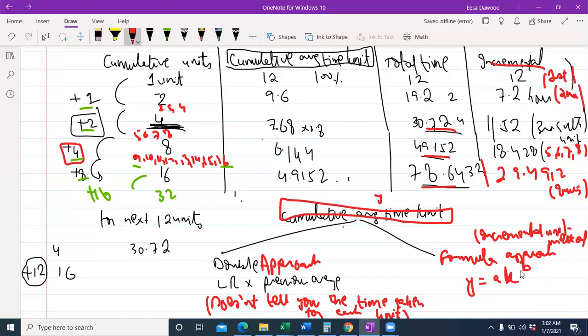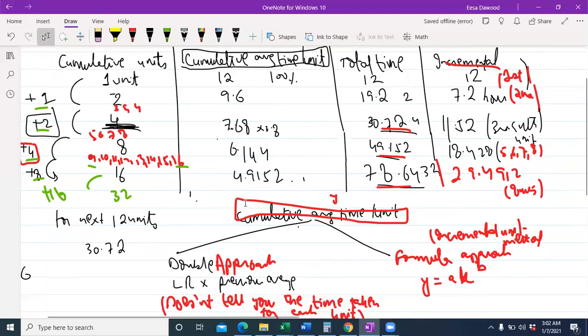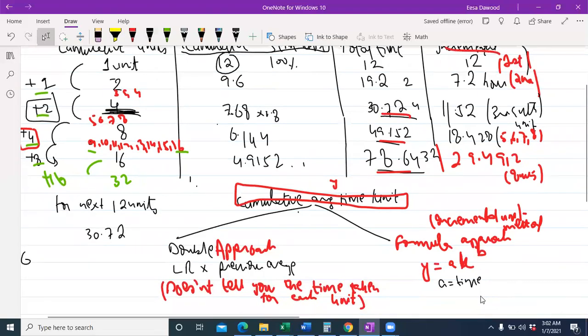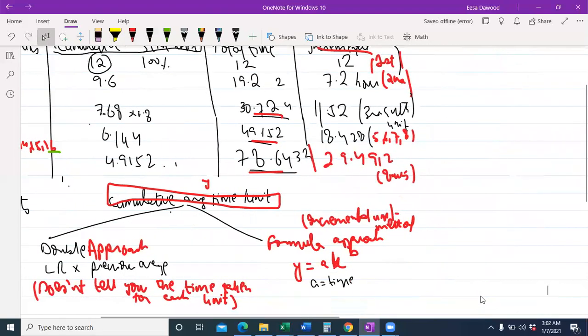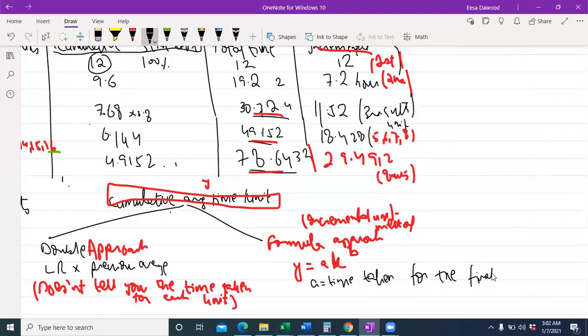Y equals A x raised to the power B, where A will be the time taken for the first unit. Just like in this case, the time taken for the first unit was this 12. So A will be the time taken for the first unit.